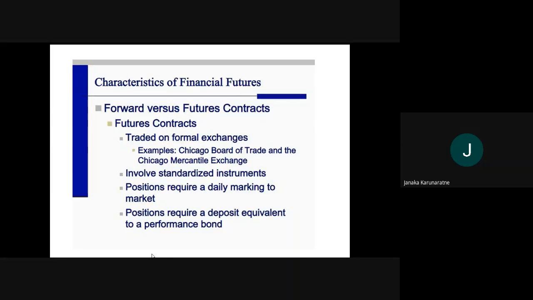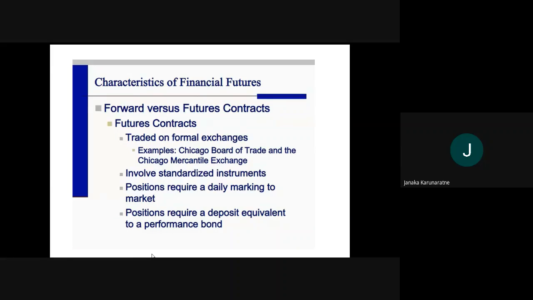So let's move on to the differences. Now I said if you look at forward and futures, both are typically the same, but there are slight differences. As I mentioned, the futures contracts are traded on a formal exchange, like a stock exchange. There are separate exchanges for futures contracts. The most commonly traded futures contracts in the US are on the Chicago Board of Trade and the Chicago Mercantile Exchange. I already explained they involve a standardized instrument. That means the quantity and the maturities are specified, so we can't find a contract exactly matching.